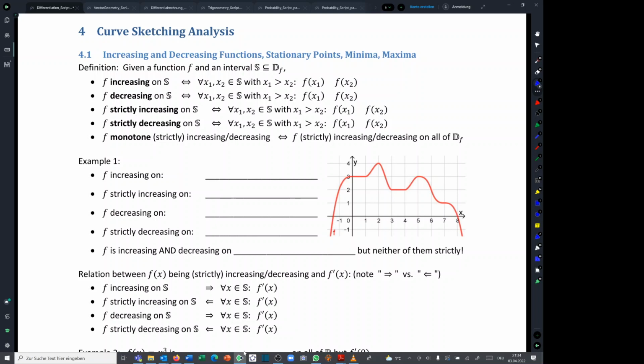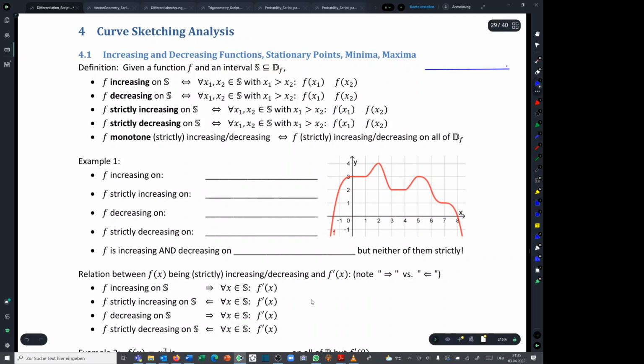We will start now with the topic of curve sketching analysis, one of the central topics in differentiation. In this chapter, we're going to look at increasing and decreasing functions, at stationary points, and at minima and maxima, which are special stationary points. We start with the definition, namely we're given a function f and an interval s that is a subregion of the domain of the function.